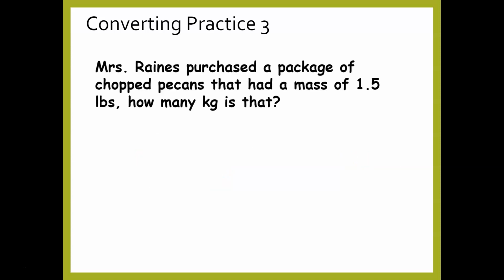Okay, so let's try another one. Practice 3. Mrs. Raines purchased a packet of chopped pecans that had a mass of 1.5 pounds. How many kilograms is that? Again, this is the same idea we've been working on. We know 1.5 pounds, so we write that down as the given quantity on the left. Then we write an equal sign with kilograms because that's what we're looking for. Now we have our picket fence, our given quantity and unit, and our finding unit. Now we need to find the relationship and know where to put these things.